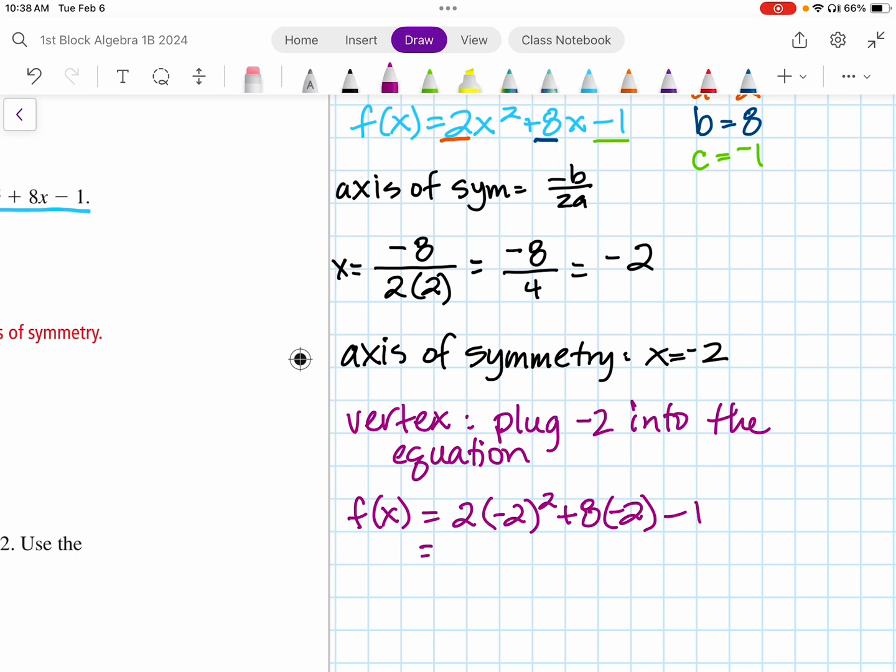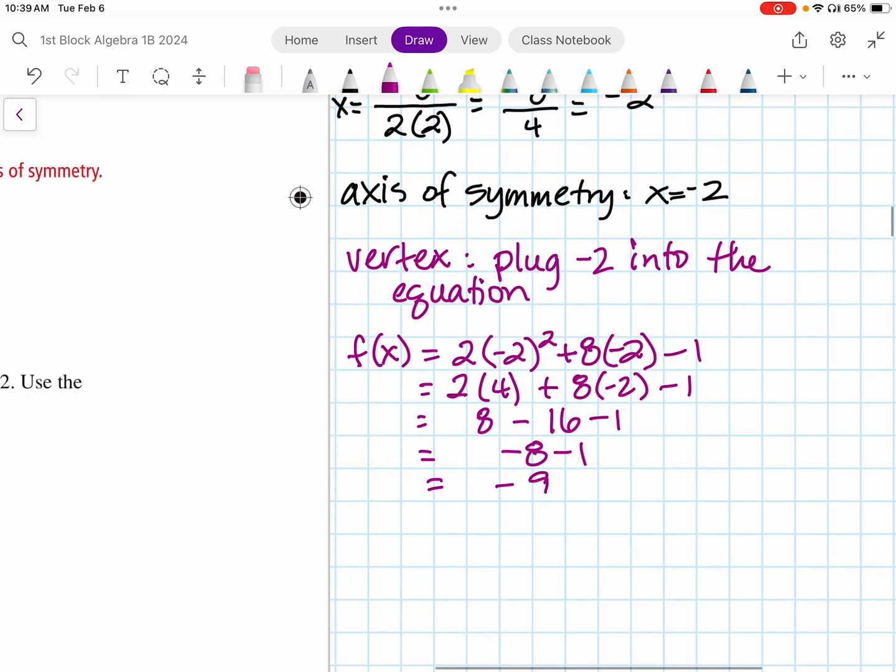I'm going to use order of operations. 2 times 4 plus 8 times negative 2 minus 1. 8 minus 16 minus 1. Negative 8 minus 1. Negative 9. So that means our vertex is the x value from our axis of symmetry, negative 2, and the y value we found by plugging it back into the equation, negative 9.